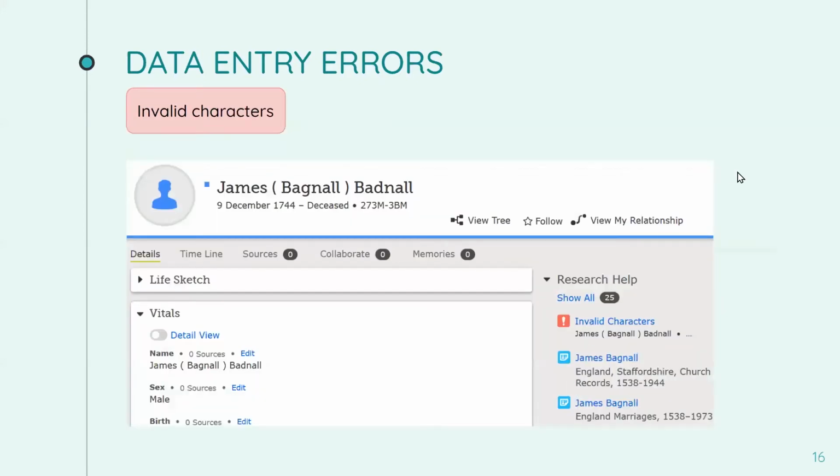On this screen, you notice that James Badnall has a middle name that appears to be an alternate last name, and it is enclosed in parentheses. People actually used to be told to put alternate names in parentheses before the days of the internet, but no more. Because this name has parentheses in it, the screen will display an invalid character error.